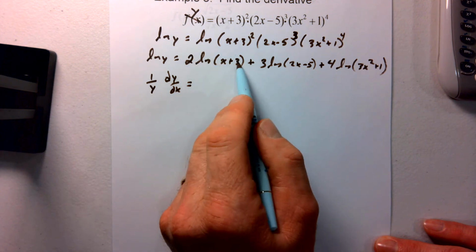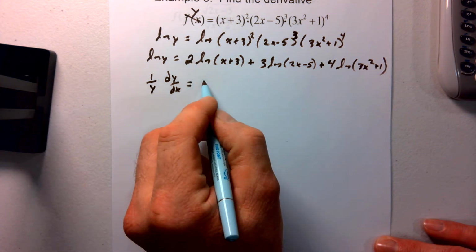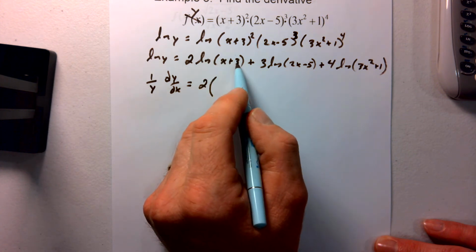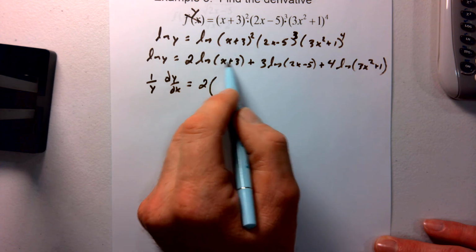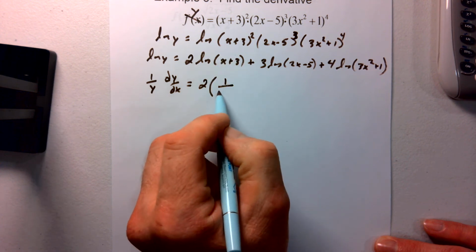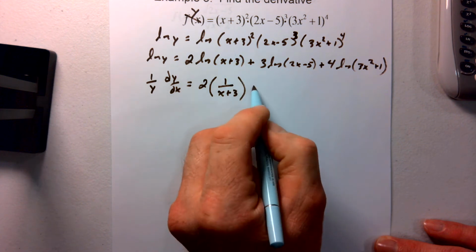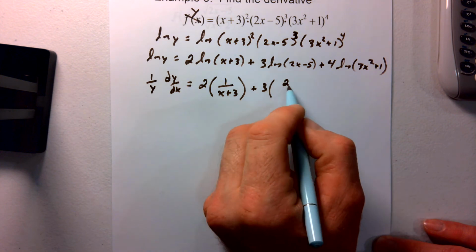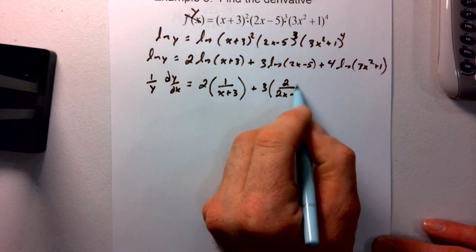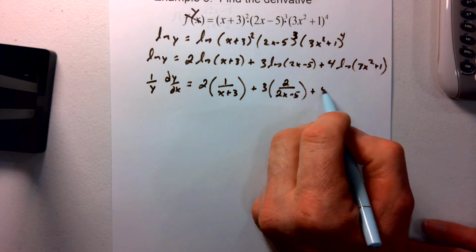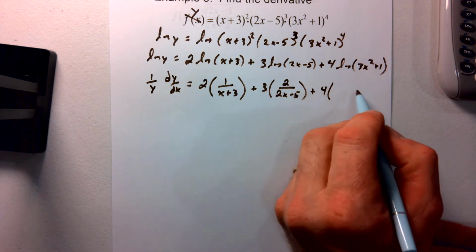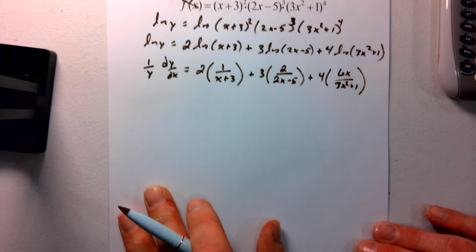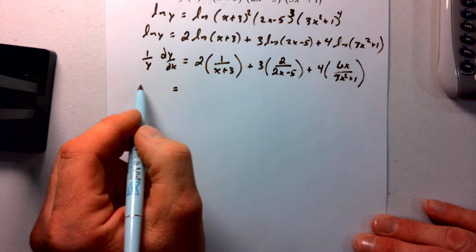Derivative of 2 natural log of x plus 3. I got my 2, and then multiply it by the derivative of x plus 3 over x plus 3. Remember, natural logs, we take the derivative of the function divided by that function. So it's going to be 1 over x plus 3. Plus my 3 times the derivative of natural log of 2x minus 5. Derivative 2 over that function, 2x minus 5. And then we have 4 times the derivative of 3x squared plus 1, which is 6x over 3x squared plus 1. The fun has just begun. Don't worry.